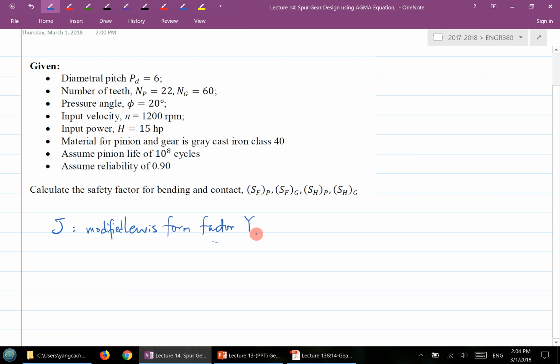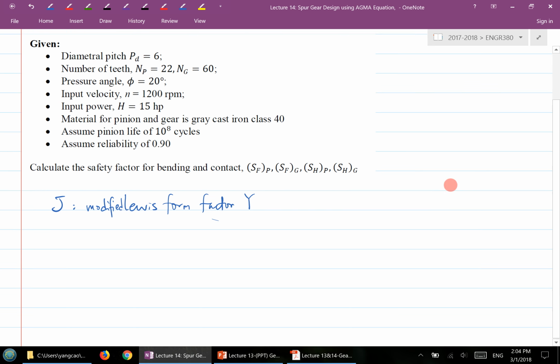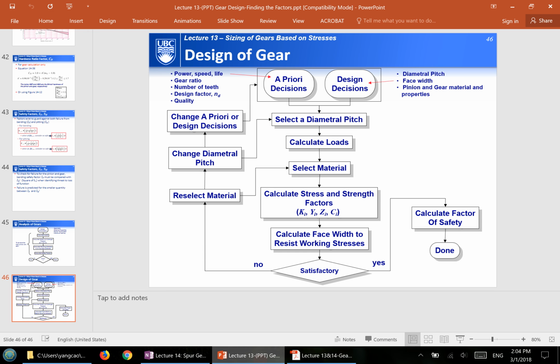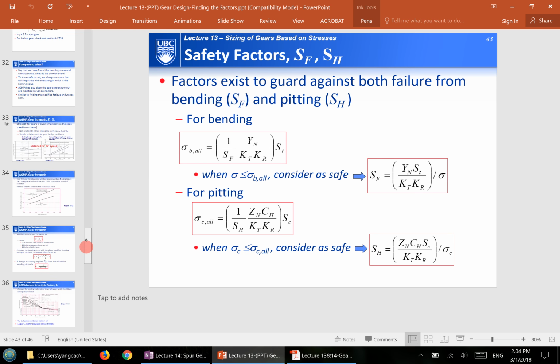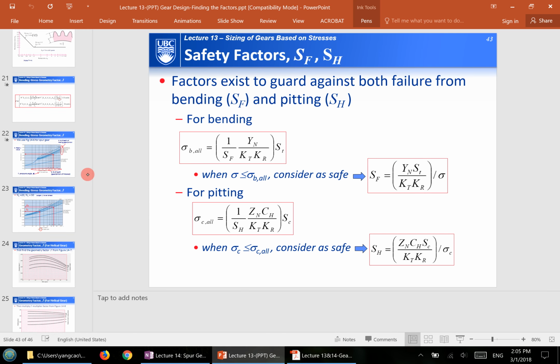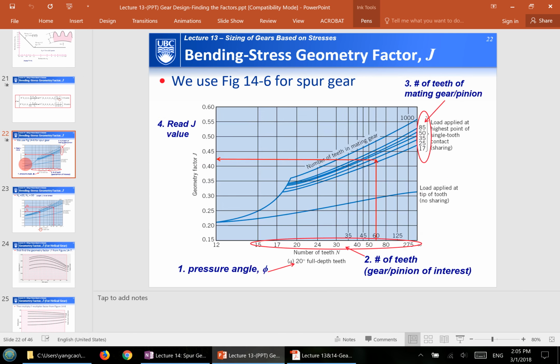There are different ways of calculating the J, but in our case we're going to calculate the J factor using a figure set to help us with the calculation. Here is the figure that you're going to use to calculate the J factor. This is basically figure 14-6 in the textbook.